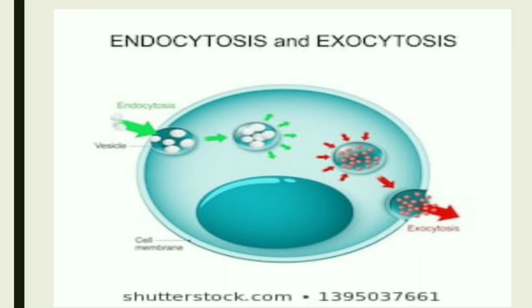So these substances enter inside a cell by the process of endocytosis, they are broken down into similar substances, and removed outside by exocytosis. So they are entered by endocytosis and removed by exocytosis.